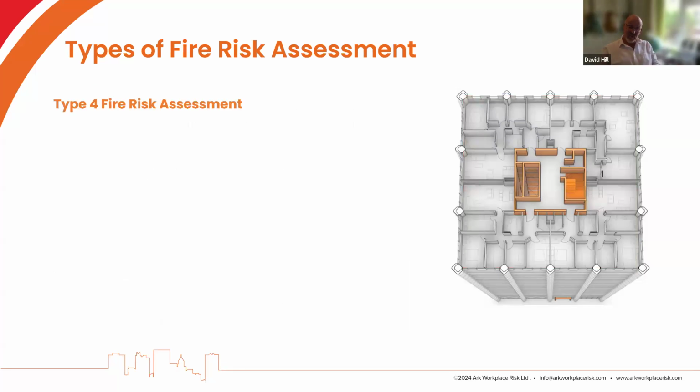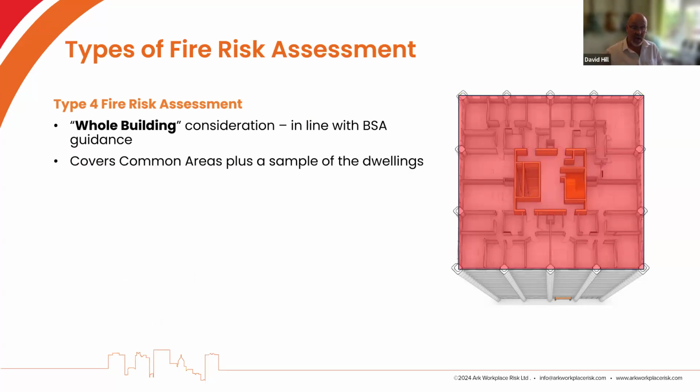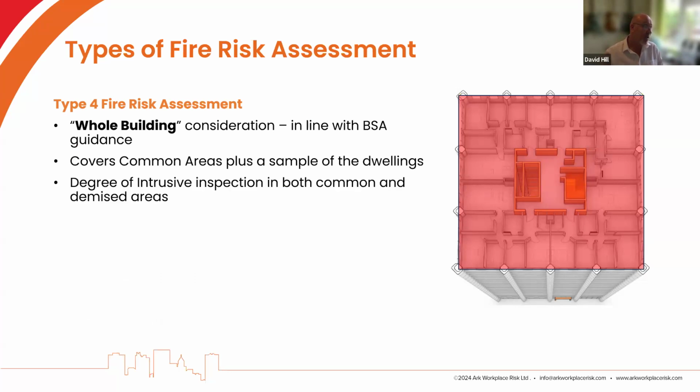The last one is really a type 4. It's a whole building approach again, so the scope is exactly the same as the type 3 assessment. There is a degree of intrusiveness here in respect of both the common areas and demised areas, which is why most people tend not to want to do this, because you tend to have to go into the walls between the flats. And if those flats are occupied, they don't want you to do that. There are methods that can be used to do that very simply. But again, most people don't want to do it.